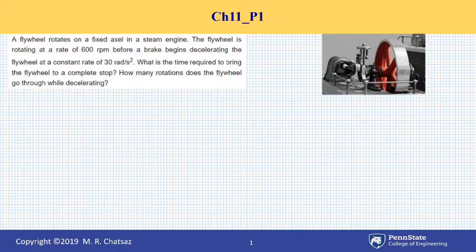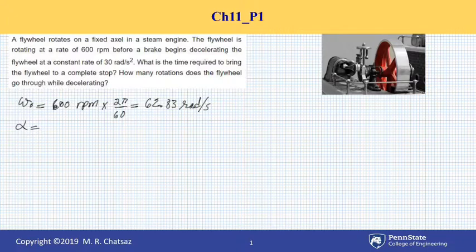Observe that the given speed can be taken as the initial speed omega 0 equal to 600 RPM. And I want to convert this to primary units of radians per second, so I multiply by 2 pi, divide by 60, and get a numerical value of 62.83 rads per second.